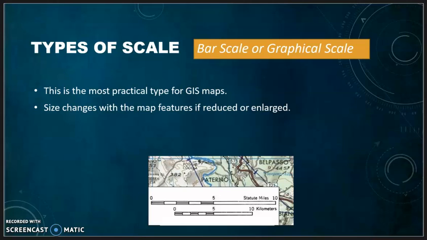So again, this is the most practical type of scale for GIS maps. Also, size changes with the map features if reduced or enlarged. So it would be useful to use this kind of scale bar if this map is going to be reproduced.